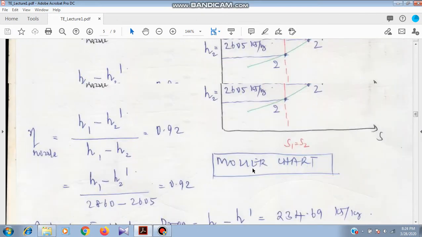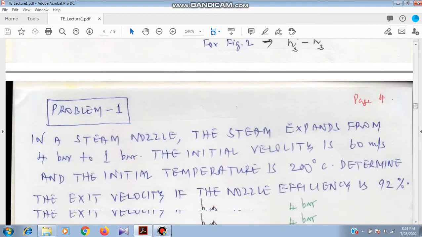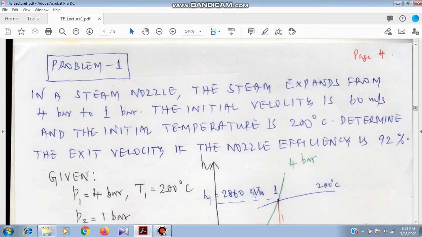And the first problem is very simple. A steam nozzle, the steam expands from 4 bar to 1 bar. The initial velocity is 60 meter per second. Initial temperature is 200 degrees Celsius. Determine the exit velocity if nozzle efficiency is 92%. So initial pressure P1 is 4 bar, final pressure P2 is 1 bar, and you just note that it is a convergent nozzle. And the initial velocity C1 is given. The initial temperature is also given.